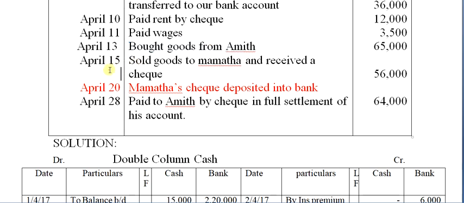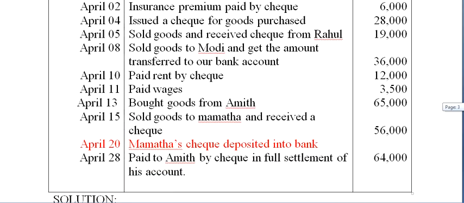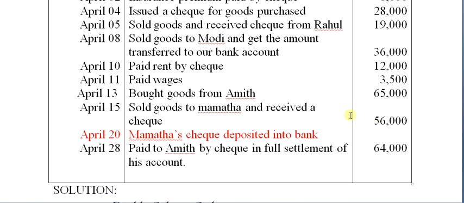On the 15th, sold goods to Mamta and received a check. So we are selling the goods to Mamta and we are receiving the check. See whether the check has been deposited on the same day. No. So this transaction should be taken as a cash transaction. How much is the cash transaction? 56,000 will be treated as a cash transaction, my dear students.